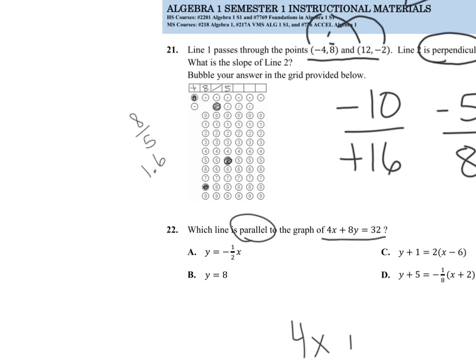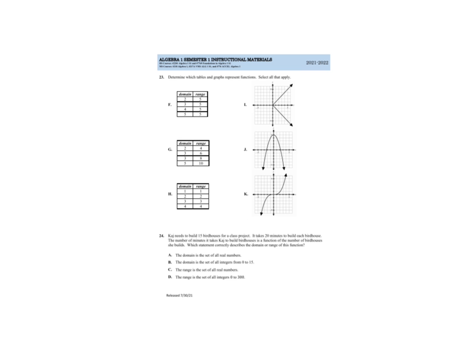So really all it's doing is asking me to find the slope of this thing. So 4x plus 8y equals 32. And so I subtract 4x from both sides. And I get 8y equals negative 4x plus 32. And then I divide by 8 everywhere. And y equals negative 1/2 x plus 4. So the slope is negative 1/2. And that's the only one that has the same slope. So that finishes units 1 and 2, solving equations and linear equations.